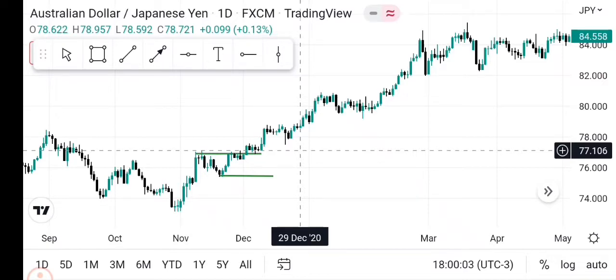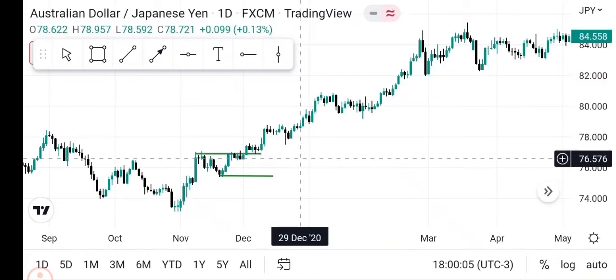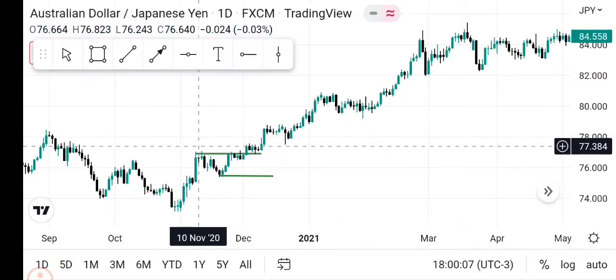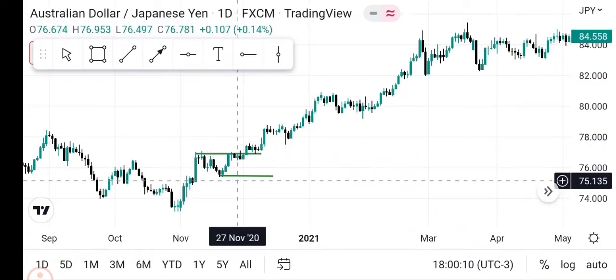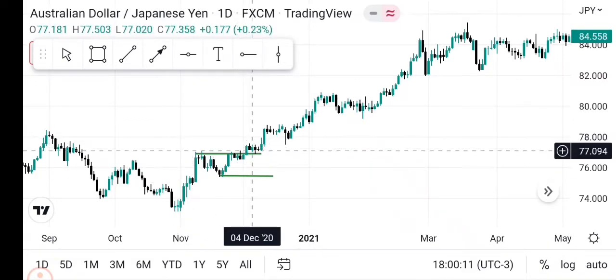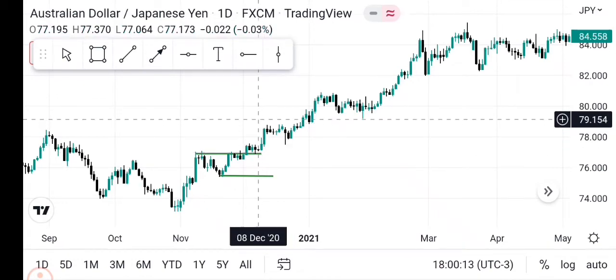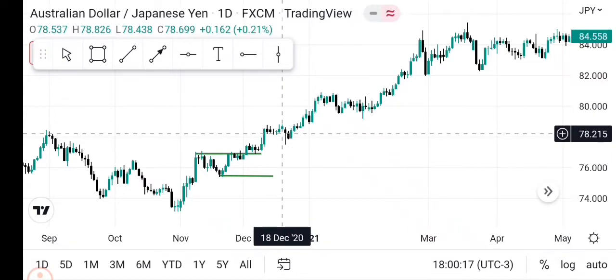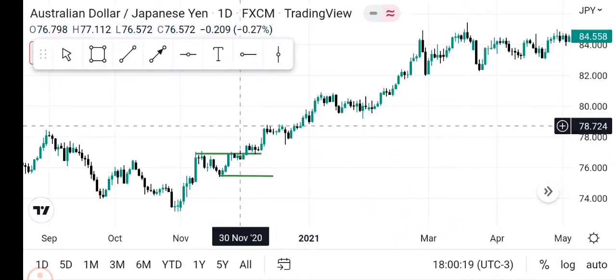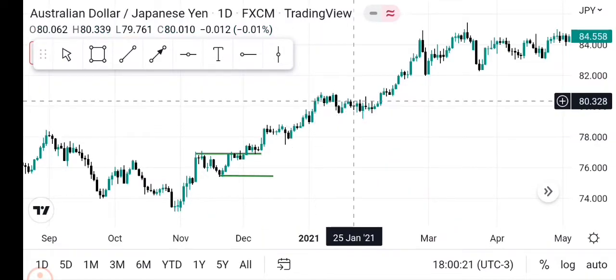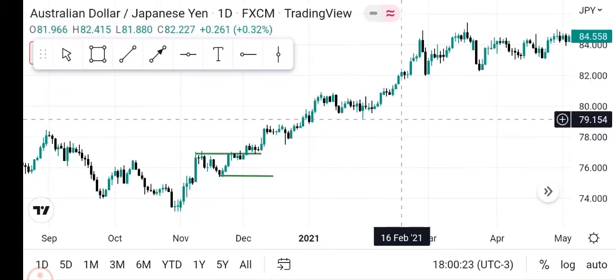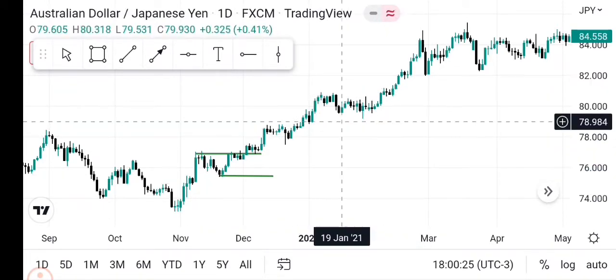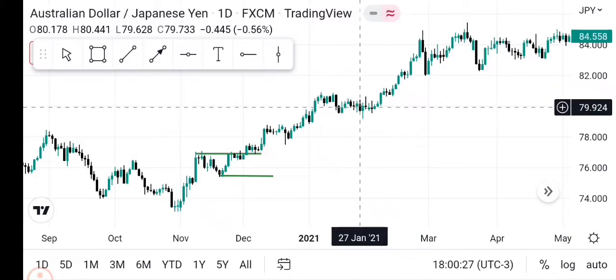Now, in an uptrend market, you have your higher highs, higher lows, higher highs, higher lows, higher highs, higher lows. As long as the market keeps breaking all the old highs and keeps bringing up new highs, it's an uptrend.